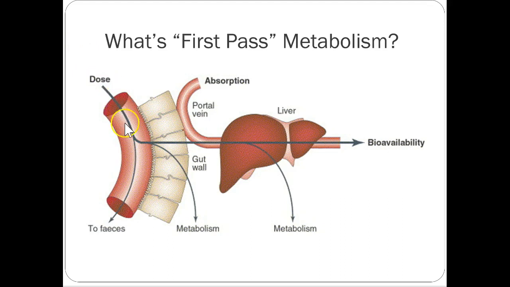You take it, it goes into the GI tract, goes to the gut wall. You lose a little bit in the gut wall, again, esterases and whatnot, other types of enzymes in there breaking things down. It goes into the portal vein. Portal vein goes directly to the liver and then into systemic circulation.